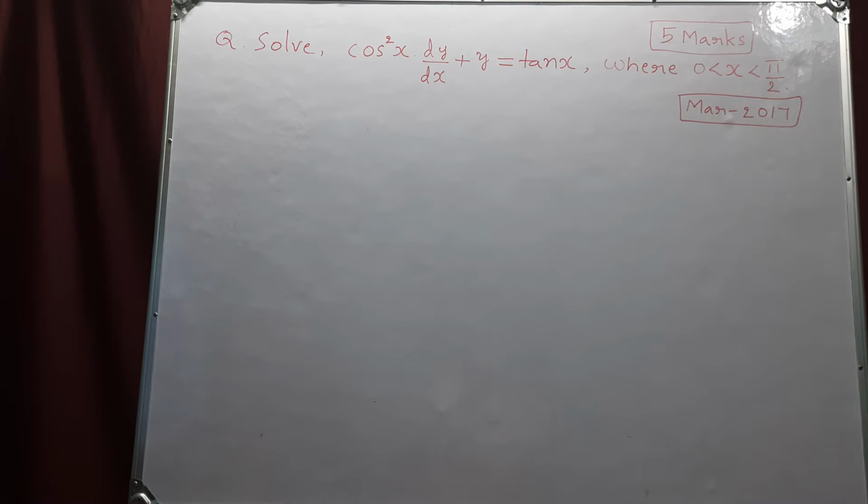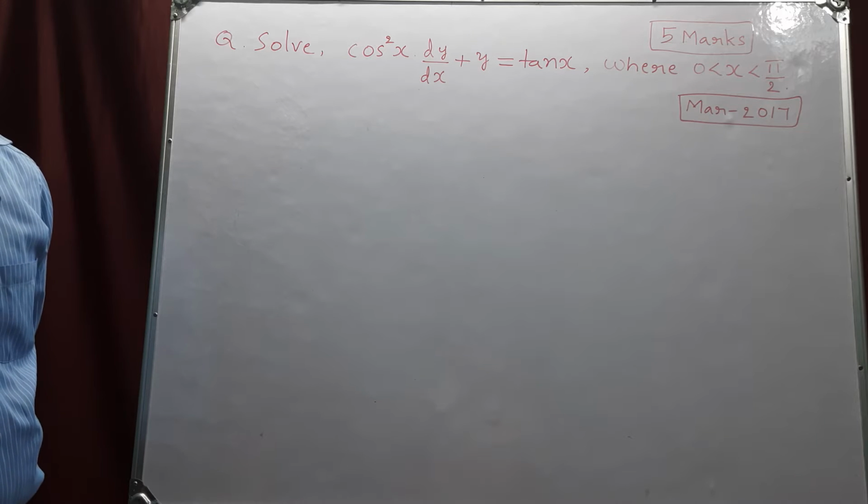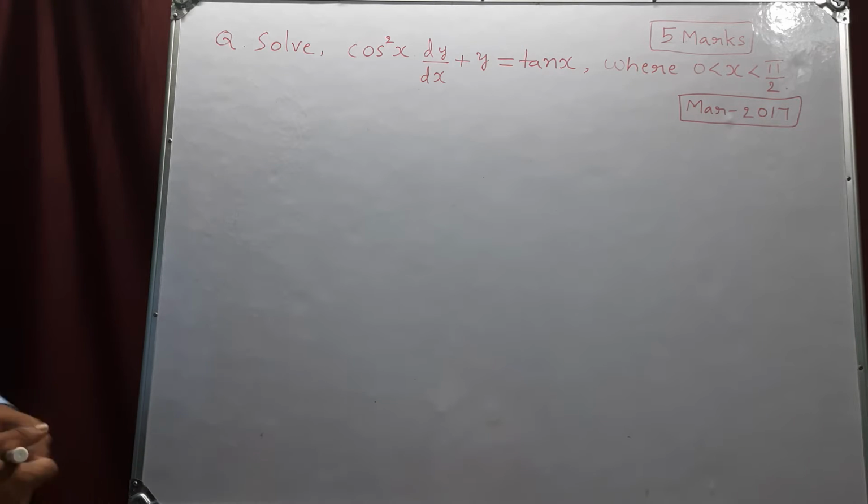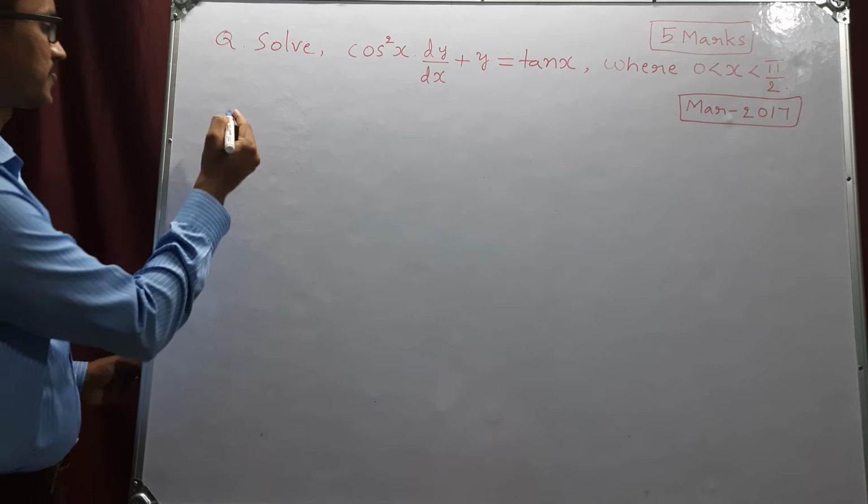Next question, solve cos square x into dy by dx plus y is equals to tan x, where 0 less than x less than pi by 2. So this is also a 5-mark question which was asked in March 2017. So let us see the solution.